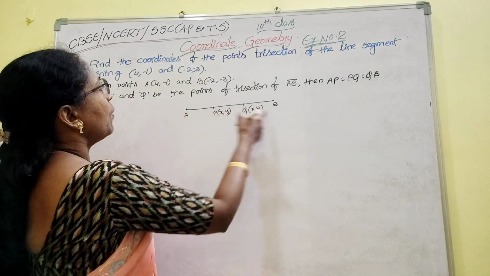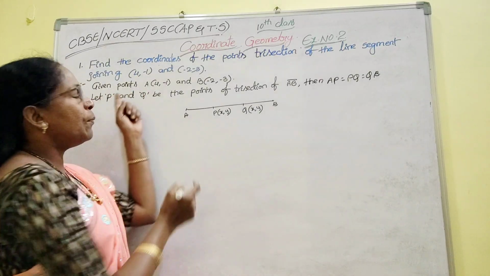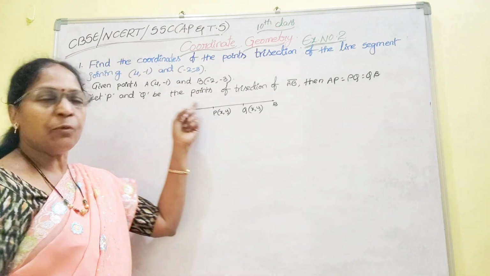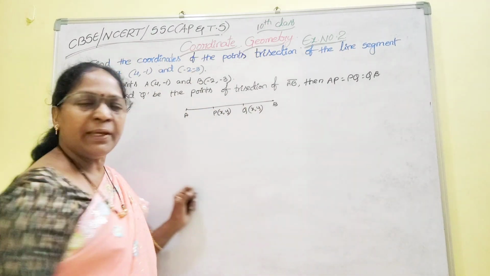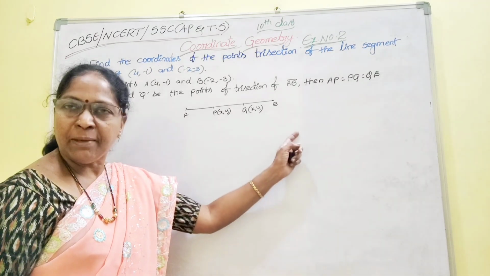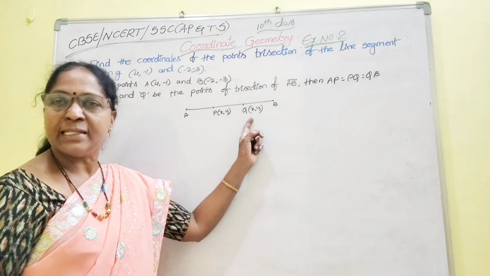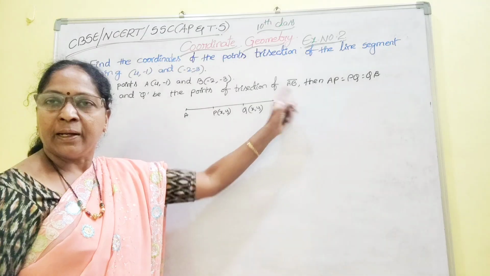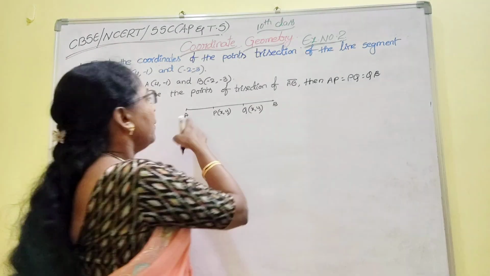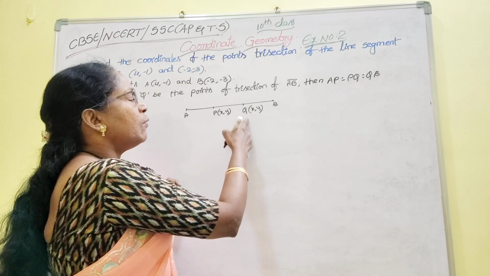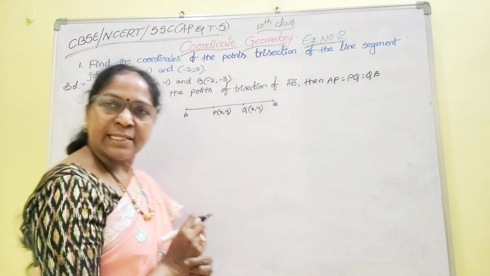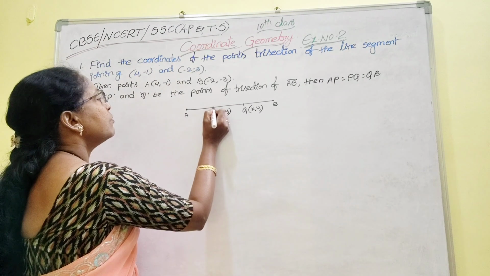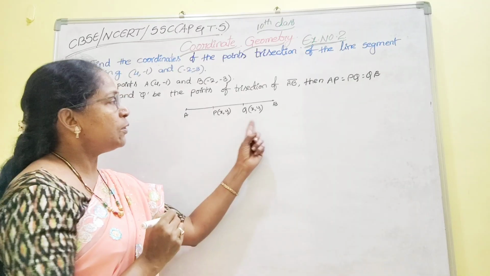So here given points are A and B. Write down given points A and B. Let P and Q be the points of trisection of AB bar, where AB bar is nothing but the AB line segment. Then AP equals PQ equals QB. Now here apply the section formula. First we have to find out point P, next point Q.